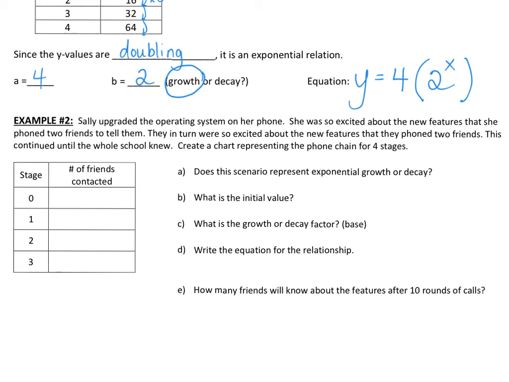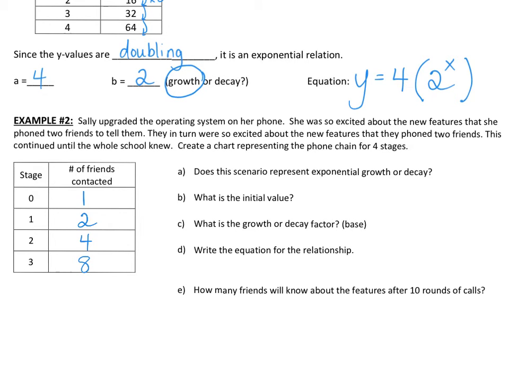So in stage 0, we just have Sally. She's the only one that knows. Then in stage 1, she goes ahead and she calls 2 people. And then each of those 2 people call 2 more people. So by stage 2, there are 4 people that know. And I think you can see that we're just creating a table like this.